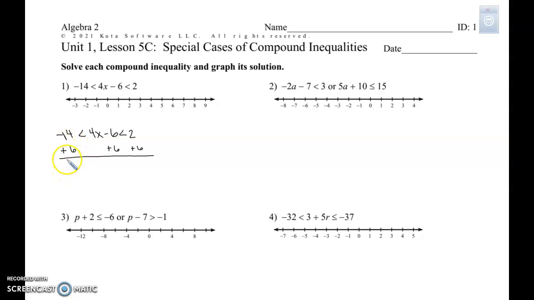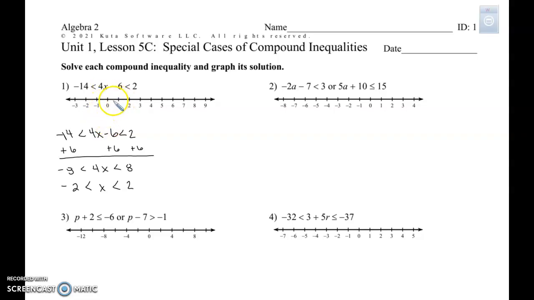So this would give you negative 8 is less than 4x, which is less than 8. You would then divide everything by 4. So you have negative 2 is less than x, which is less than 2. When you're looking at this, you're going to ask yourself, does it make sense? Is negative 2 less than x, and is that less than 2? Which this does make sense. So this is an actual answer, not a special case.